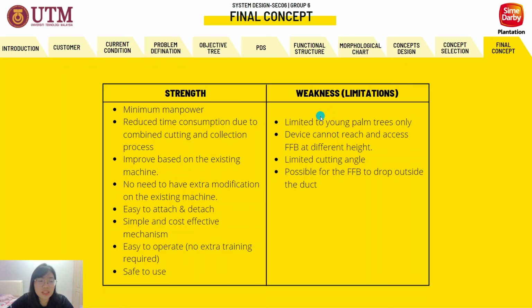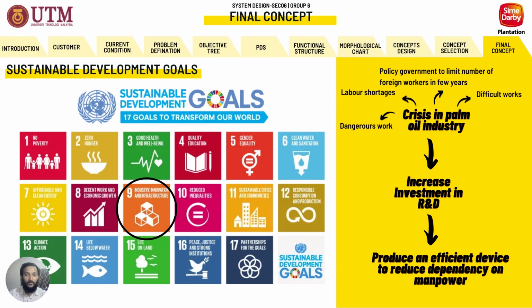However, our device will only be limited to young oil palm trees, where it does not have any adjustable height mechanism. It cannot reach different ranges of height, and there is also a possibility where the FFB will drop onto the ground instead of the duct.